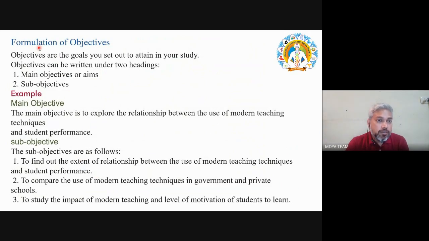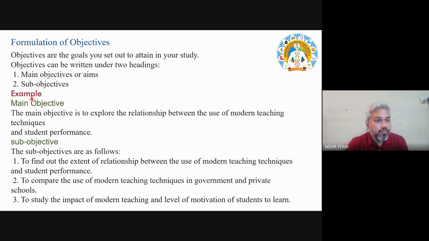Formulation of objectives: when you have decided your area and come to the research problem, now you will finalize your objectives. Objectives are the goals which you set out to attain in your study. Objectives can be written under two headings. What are the two headings? Main objective or aims, and sub objectives, right?